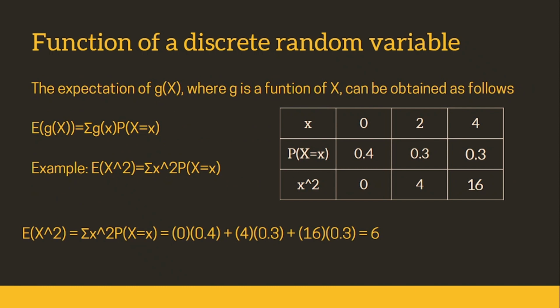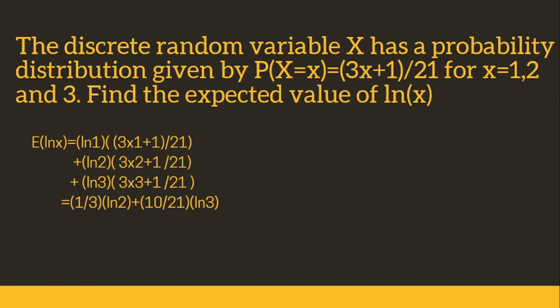So let's say we want to find the expectation of x squared. It is going to be the summation of x squared times the probability of getting that value of x itself. So it will be 0 times 0.4, 4 times 0.3, 16 times 0.3 to get 6. What we did is that instead of using the x value, we find x squared and we use those values instead in our summation to find the expected value.